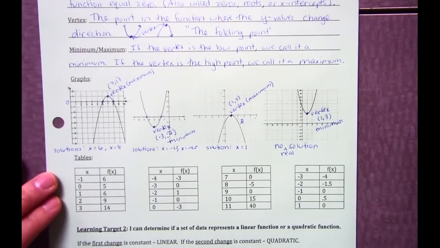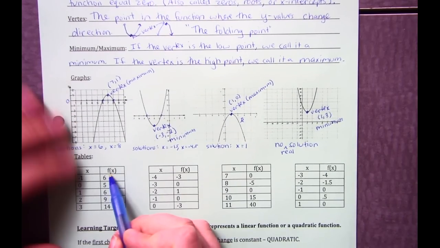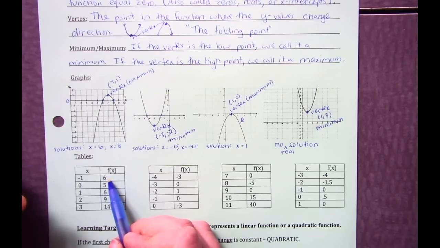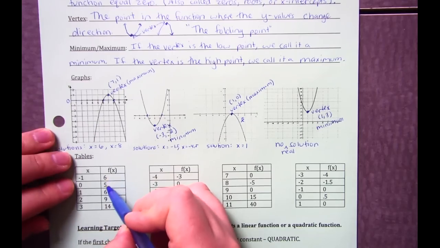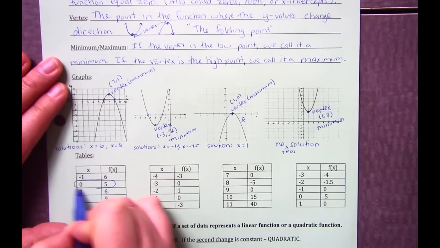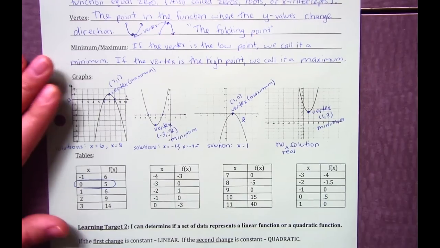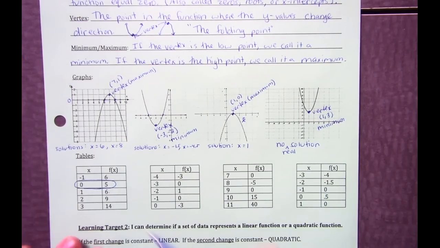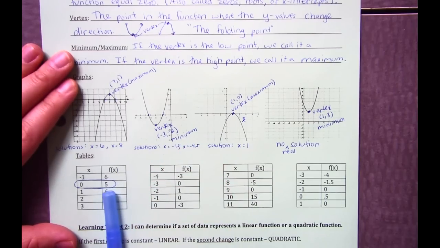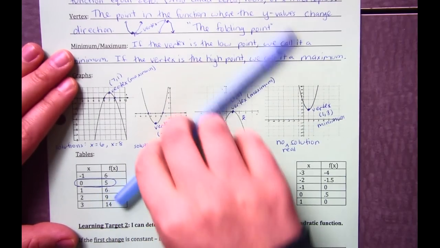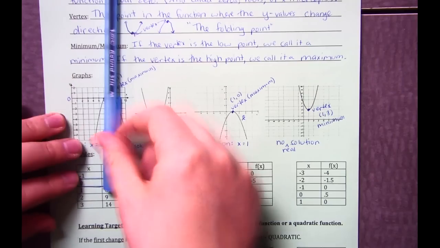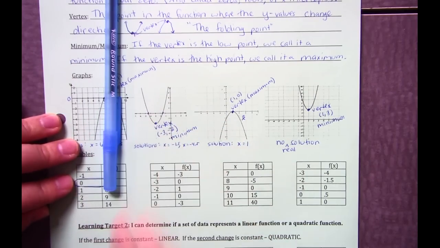Now let's look at the table. If we follow the table, the place where the y value changes direction is the vertex. So here it goes 6, down to 5, back up to 6. This place right here in the middle where it changes direction is called the vertex. It's also the folding point of the function. If you were to fold these values down here up onto these values up here, they would land on top of each other.